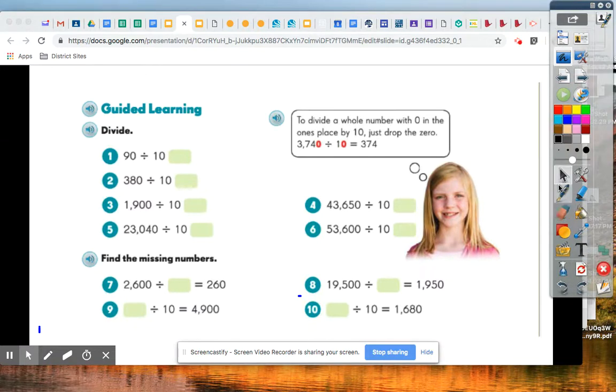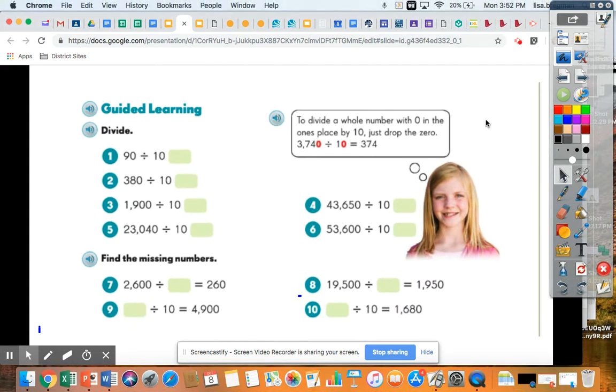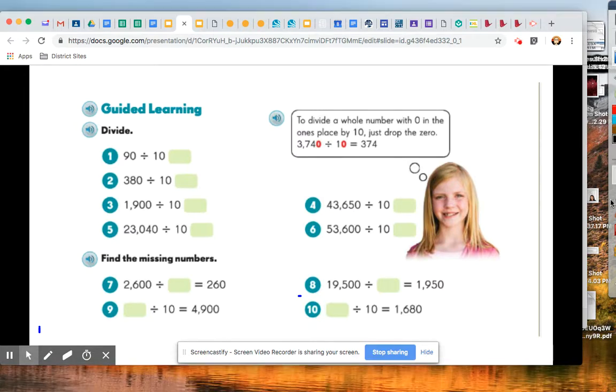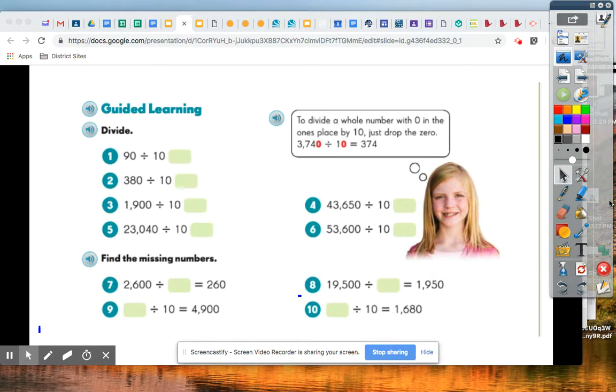And let's keep going. This little girl here is saying that to divide a whole number with 0 in the ones place by 10, just drop the 0. Not all zeros, only 1. Okay, let's keep going.